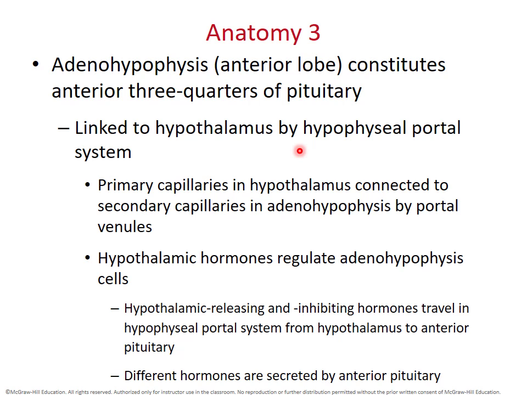And the reason we have this portal circuit is so that the hormones released by the hypothalamus can travel that short distance down to the anterior pituitary and be delivered into the anterior pituitary at the second capillary bed. That second capillary bed, of course, then also functions to pick up hormones released by the anterior pituitary and then carry those on to the rest of the body.